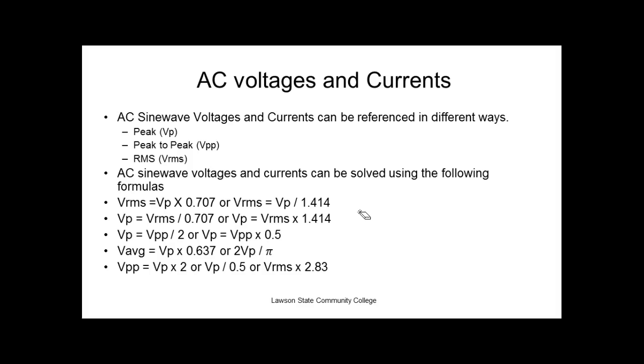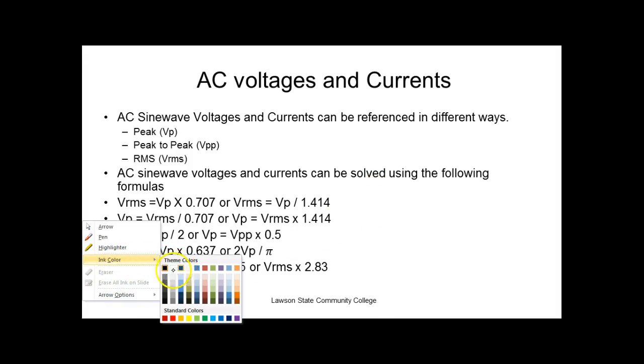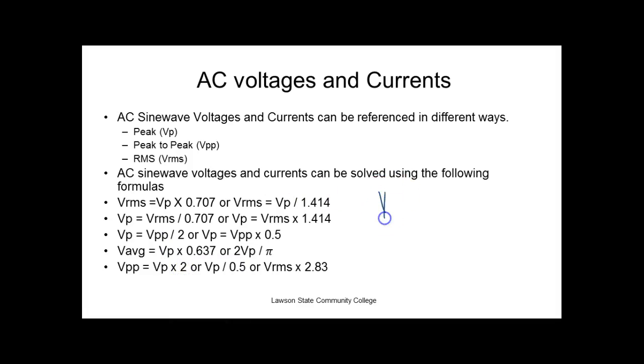So my scope measures V peak to peak. And we're going to use a scope a lot. Now, what advantage does a scope have over a meter?